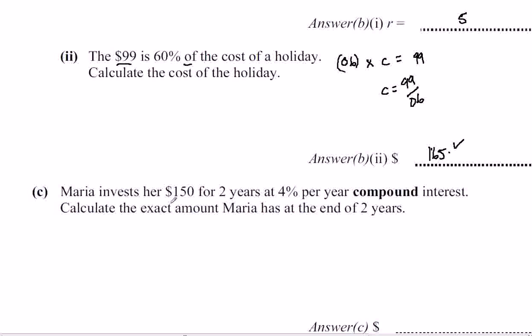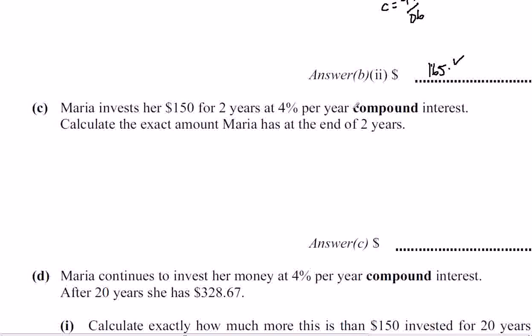Okay, Maria invests her $150 for 2 years at 4% per year compound interest. Calculate the exact amount Maria has at the end of the 2 years. So compound interest is A is equal to P times 1 plus R over 100 to the power of N. P represents the amount she's putting in, R is the interest rate per year, and N is the time period she leaves it in the bank to earn interest. So the amount she gets at the end will be 150 times 1 plus 4 over 100, to the power of 2. So 150 times 1.04 squared.